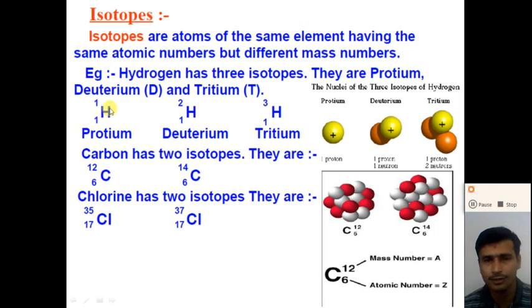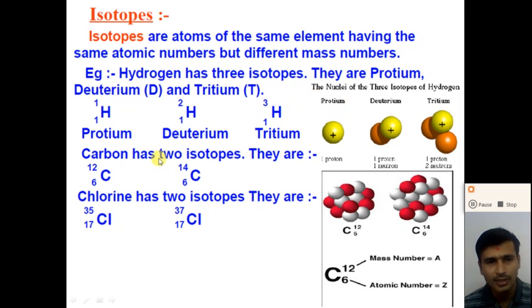So if the mass number is different, they are called isotopes of each other. Understand, hydrogen has three isotopes: protium, deuterium and tritium. Protium has one proton only, and there is no neutron in it. Deuterium has mass number 2. That means in the deuterium nucleus, one proton and one neutron are there. And the mass number of tritium is 3. That means in the tritium nucleus, one proton and two neutrons are there.